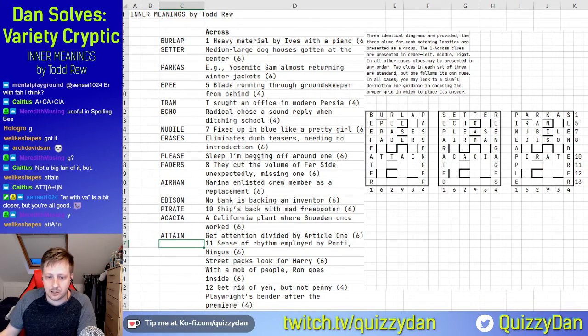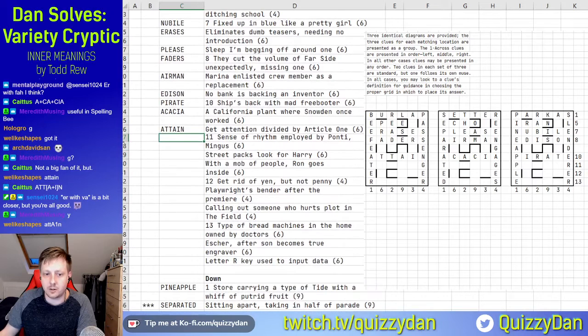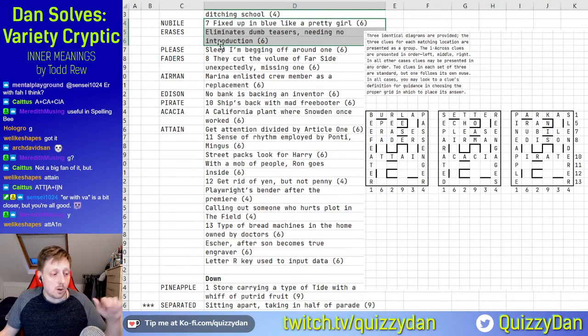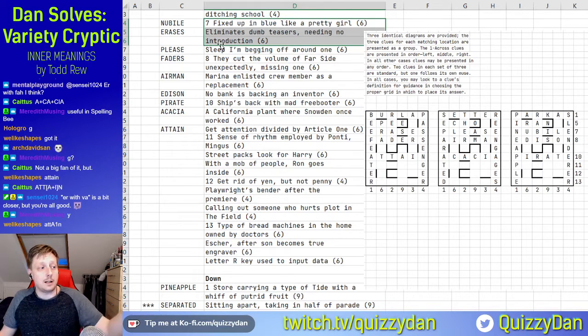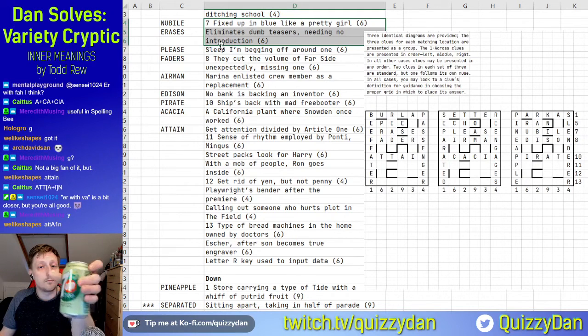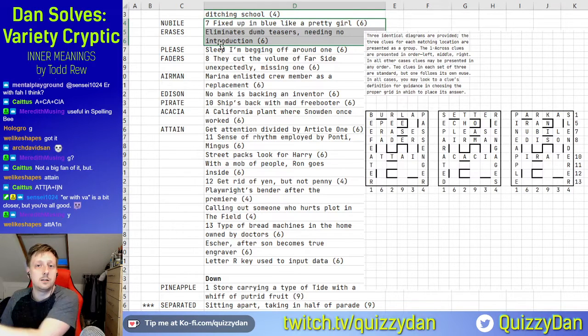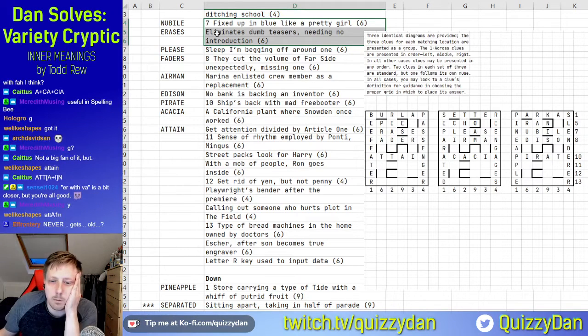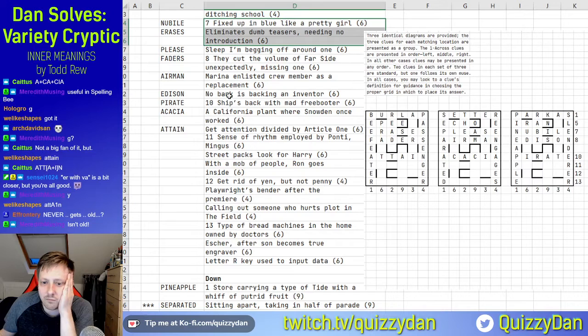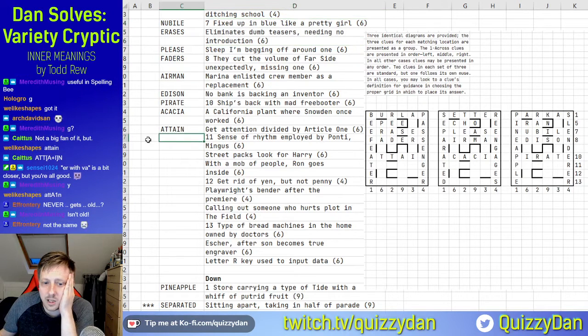Next clue, 11 down, 11 across. Sorry. By the way, we've gone well past it. But what is 7 across? Well, that is 7 up, so that is 7 across. And we got 3 of them, so there it is. There it is again. And there it is again. 11 across: sense of rhythm employed by Ponty Mingus.